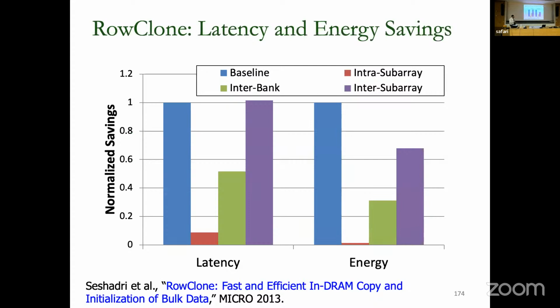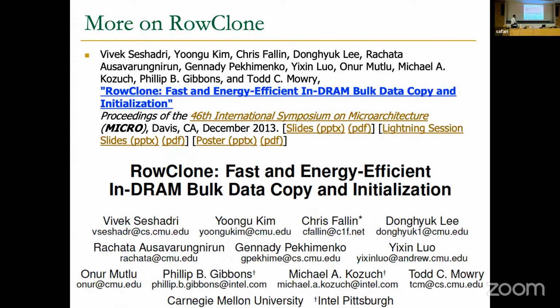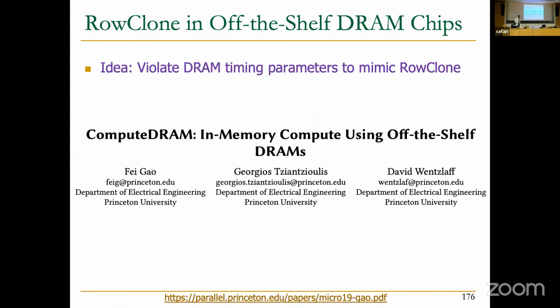So in this paper, we show that by doing so, we can significantly reduce latency and reduce energy in a system because we don't intervene. The CPU does not need to intervene at all. And this is what we call RowClone.